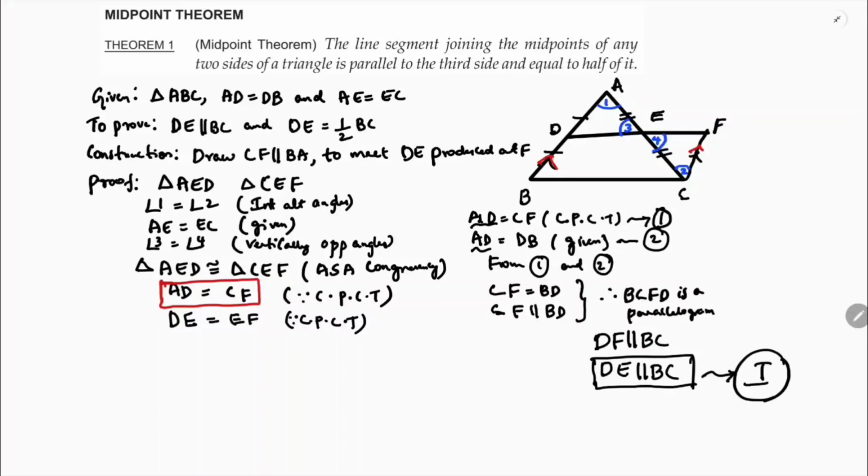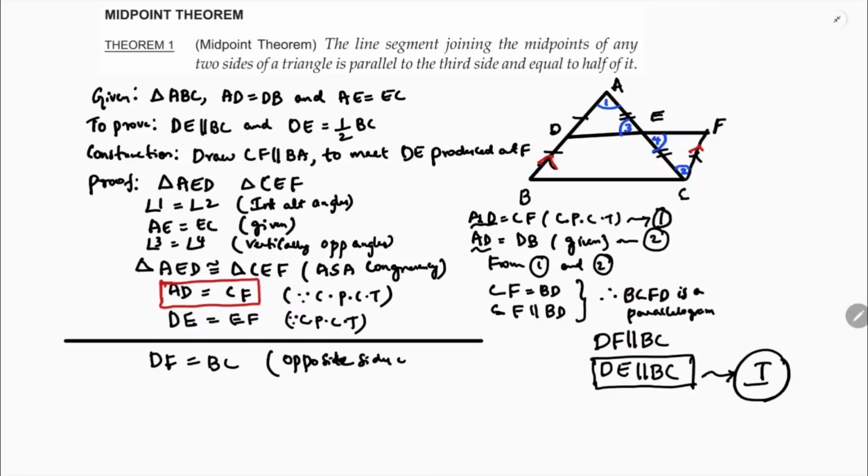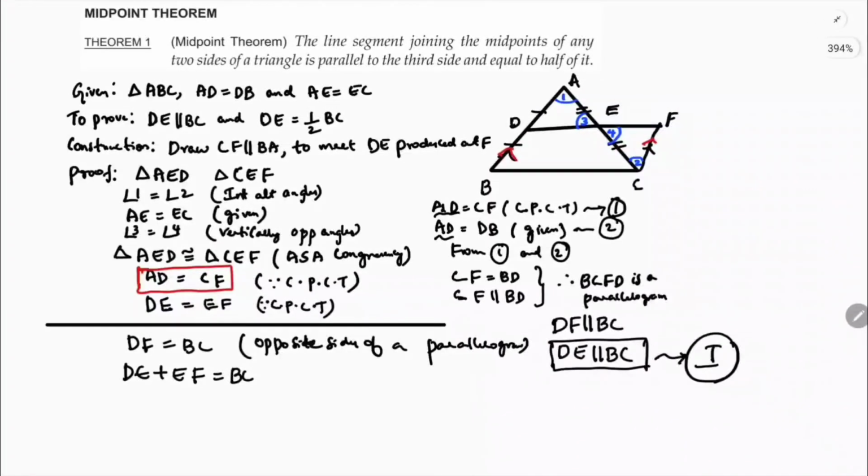Now, we need to prove DE is half of BC. So DF is equal to BC, because opposite sides of a parallelogram are equal. But DF you can write as DE plus EF equals BC. DE plus EF equals BC.